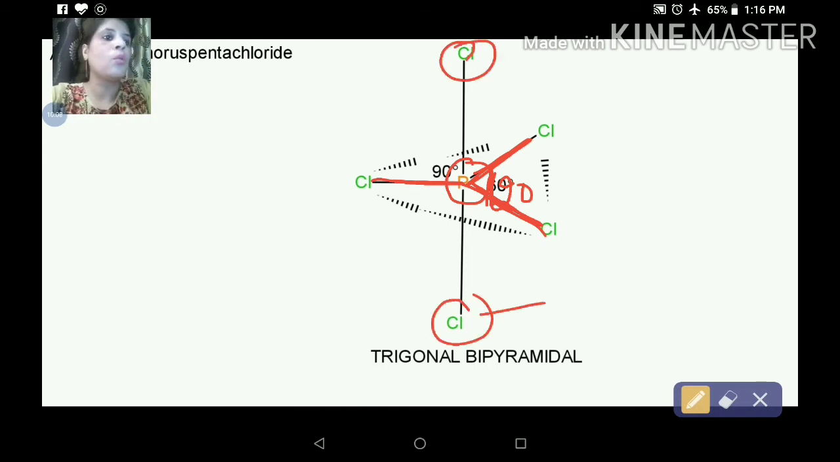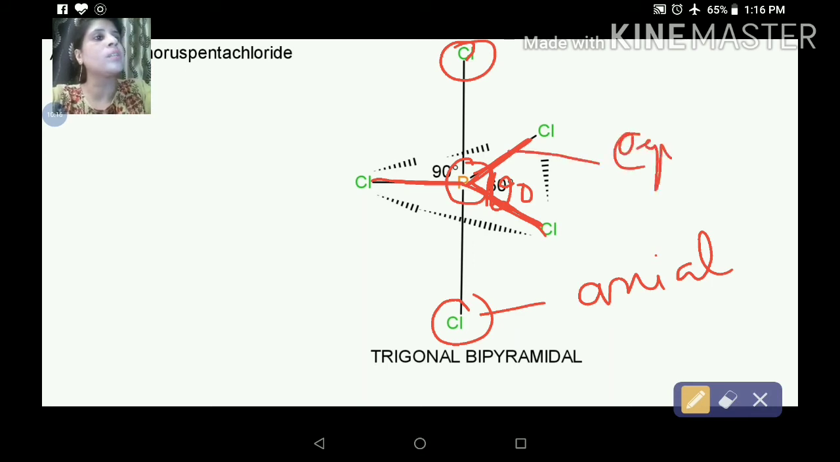The 2 axial bonds are at 180 degrees with each other. The 3 trigonal bonds are known as equatorial bonds. The axial bonds and equatorial bonds are at an angle of 90 degrees with each other.